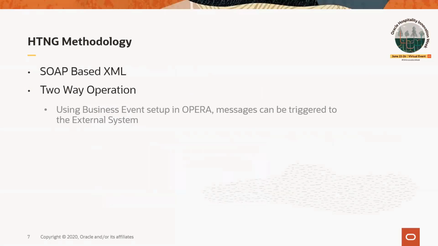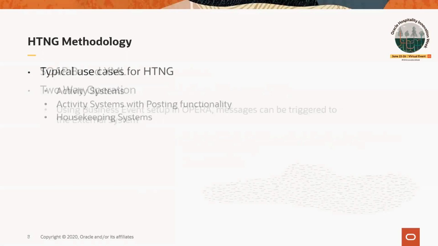HTNG methodology. The HTNG interface is a SOAP-based XML type interface. It is a two-way interface that utilizes the Opera Business Event configuration in order to push messages from Opera to the external system. Here's a few typical use cases for HTNG. Activity systems with posting functionality, which is also known as posting a charge across the interface, or housekeeping systems.